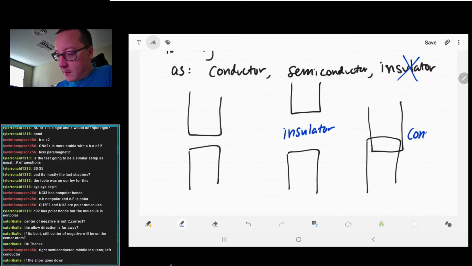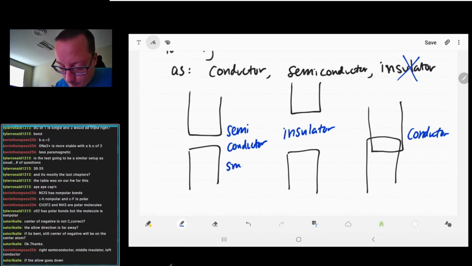This one's actually the conductor. There are overlapping bands, so it will conduct at all times. Since the conduction band and the valence band overlap, electrons can just easily flow between the two, no problems. And so the semiconductor is going to be the one on the left. That's going to have the small band gap, right? Insulators would have a large one.